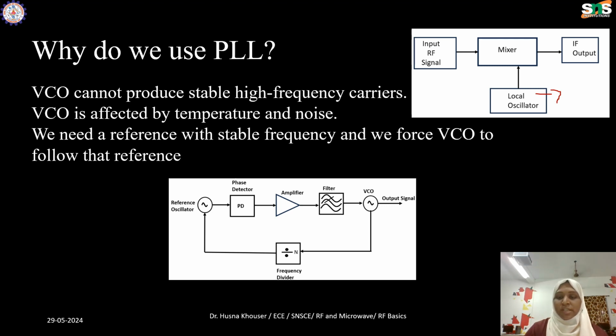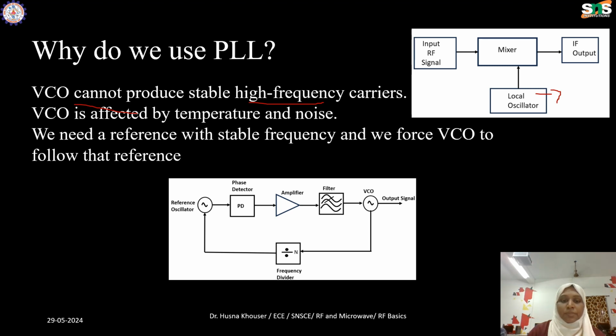To make the VCO stabilized, we need a high frequency carrier. The VCO cannot produce stable high frequencies. Why can the VCO not produce stable high frequencies? Because it is affected by temperature and noise, as I told you already. So we need a reference oscillator with a stable frequency. With this reference oscillator, we are forcing the VCO to follow the reference.